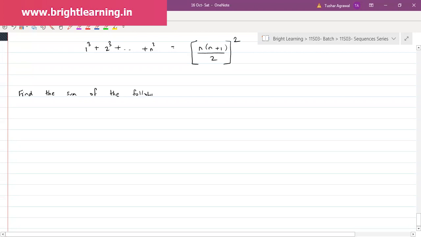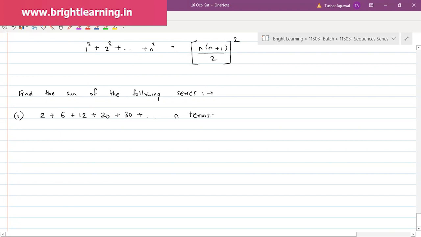Find the sum of the following series. If I tell you to find the sum of the following series, 2 plus 6 plus 12 plus 20 plus 30 and so on up to n terms.